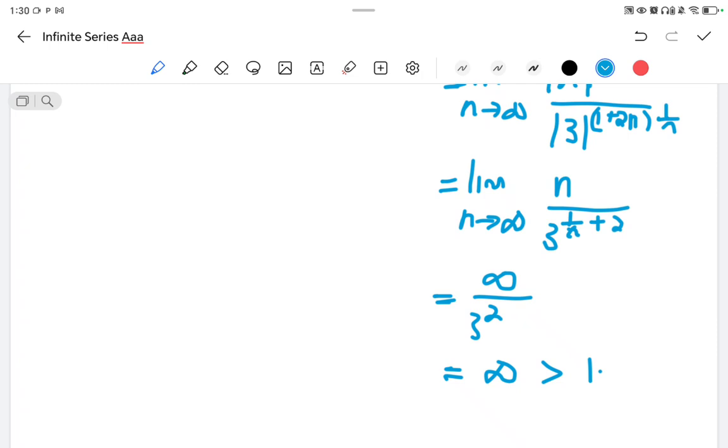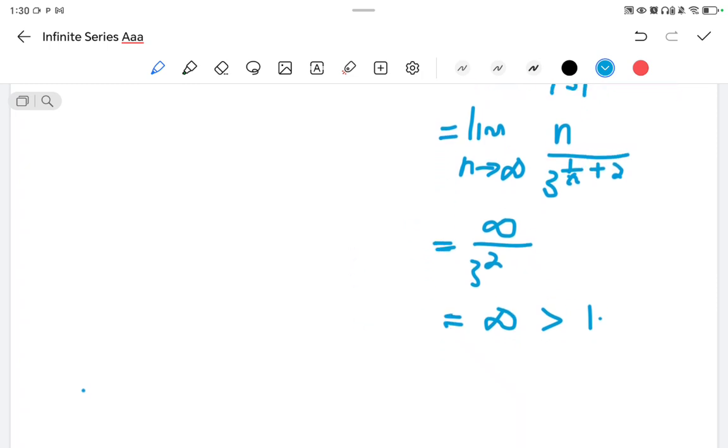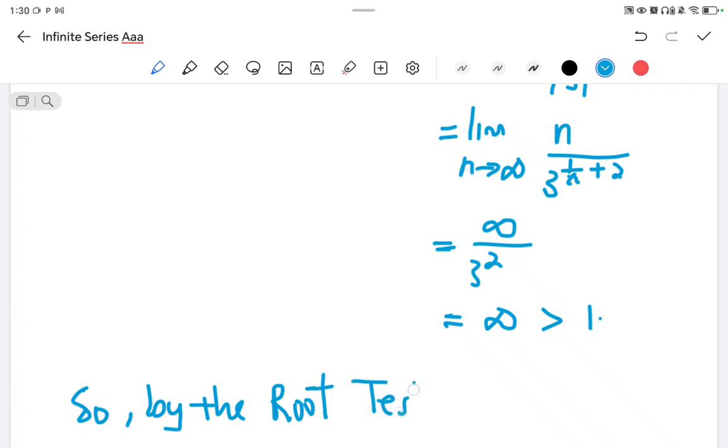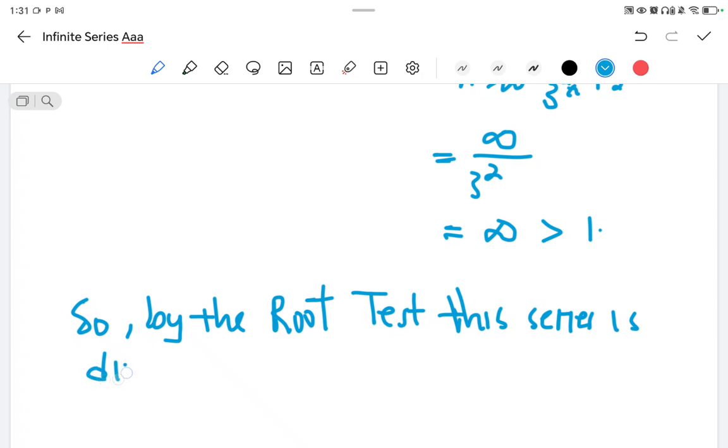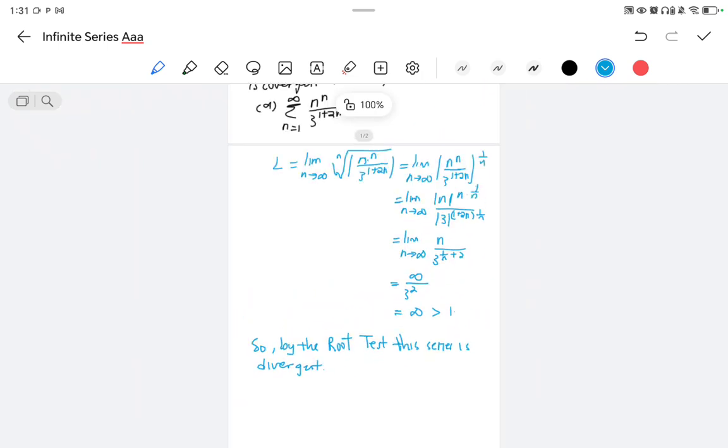Therefore, we can say, by the root test, this series is divergent. By the root test, this series is divergent. Now, can we check the second one?